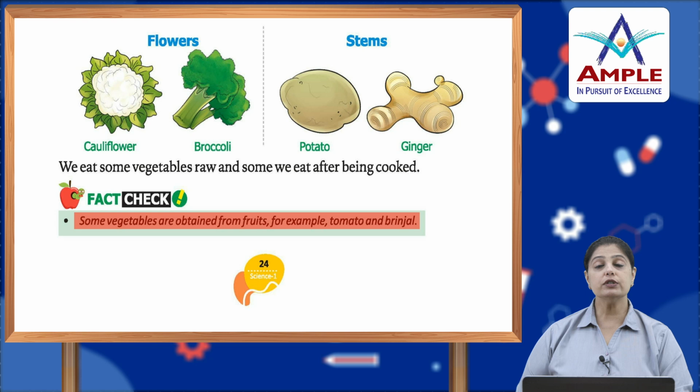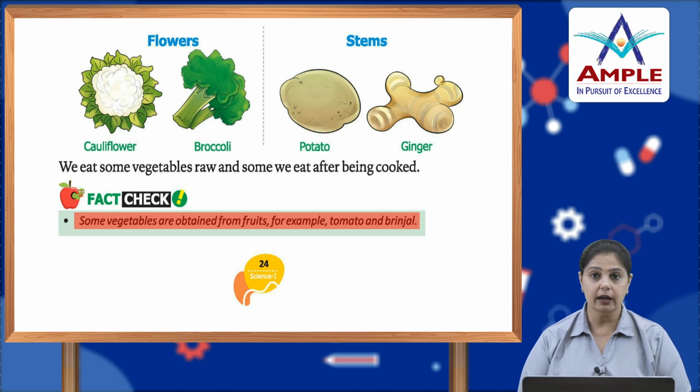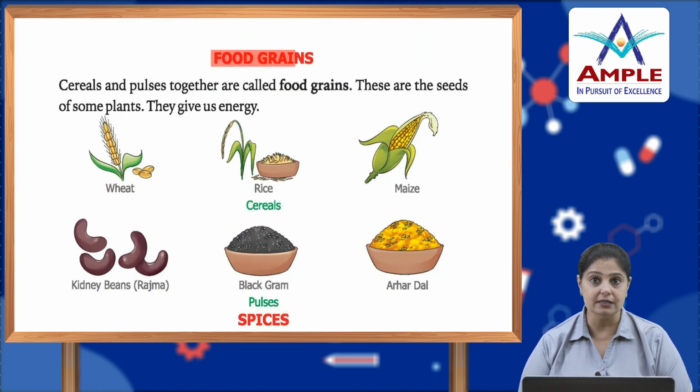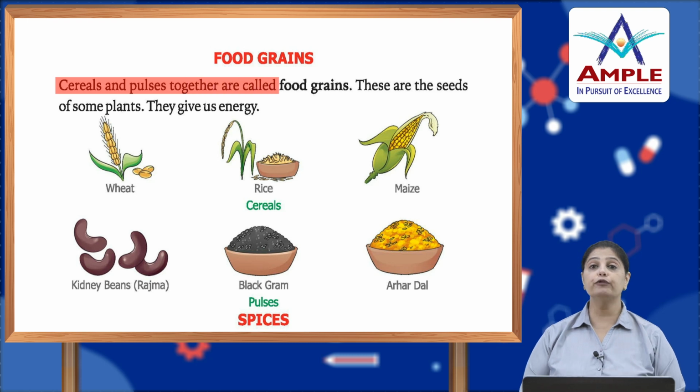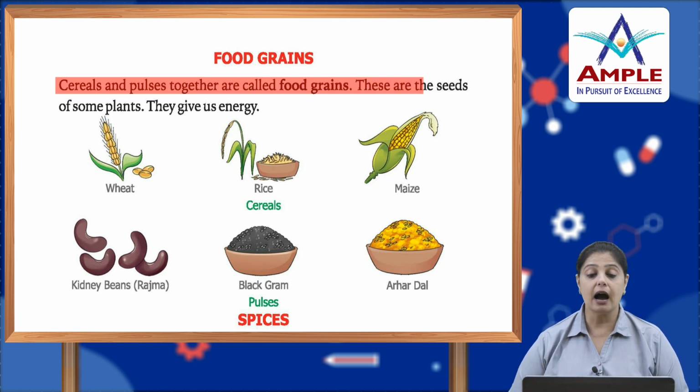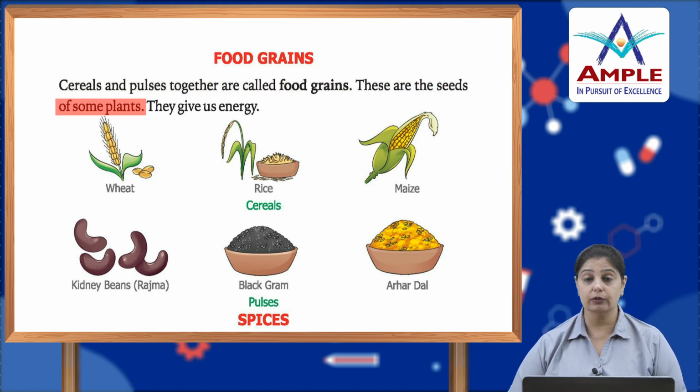Now, if you see in your kitchen, okay, apart from the fruits and vegetables, you will see that your mummy has put some grains, some cereals in the boxes, okay, in the storage containers. So, these are food grains. Cereals and pulses together, they are called food grains. These are the seeds of some plants. Now, these are certain seeds of plants that we use in our food preparation, okay, and they give us energy.